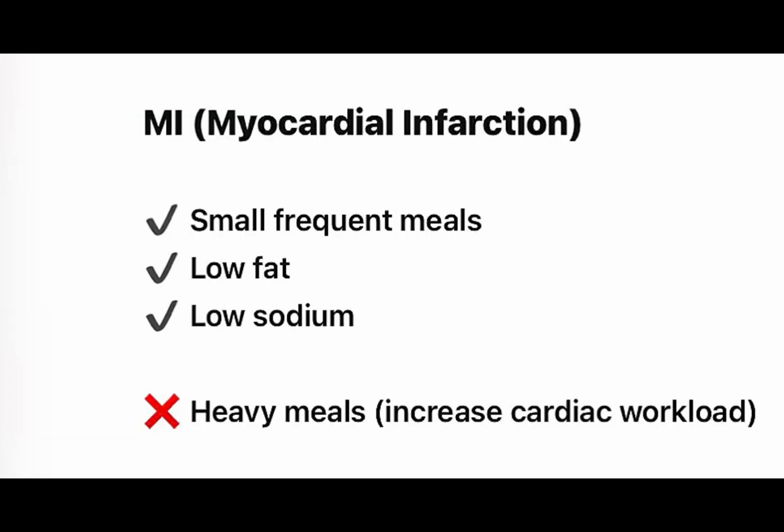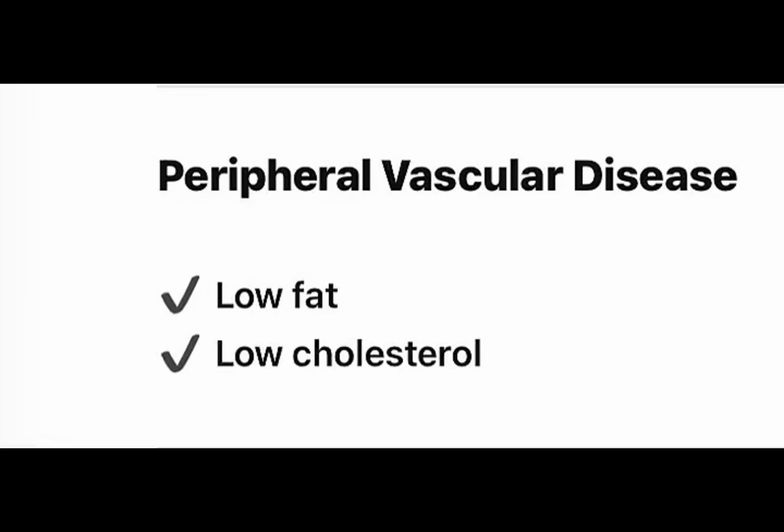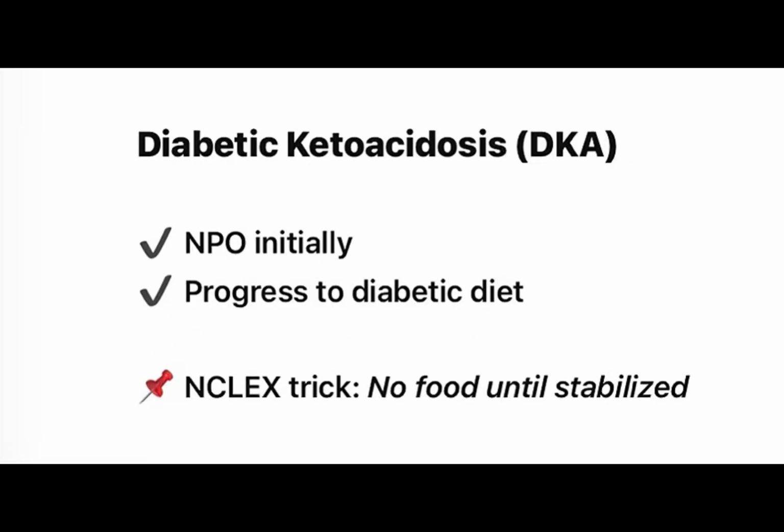In MI, avoid heavy meals and give small frequent meals with low fat and low sodium. In peripheral vascular disease, give low fat and low cholesterol. In diabetic ketoacidosis, the patient will be NPO initially and then progress to a diabetic diet.